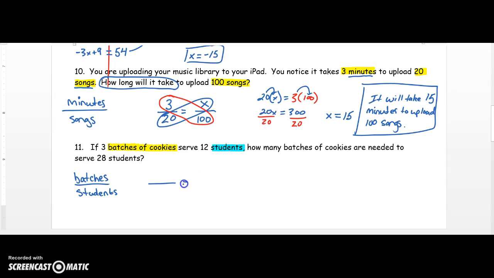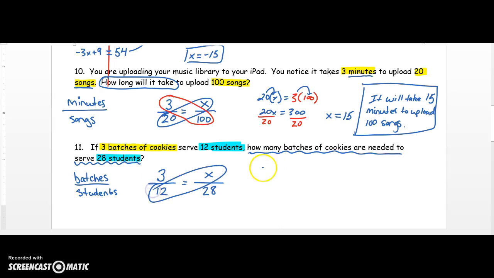So we know we're going to set up a proportion here, so we can go ahead and write it out. Our first proportion is 3 batches of cookies serves 12 students. So batches is on top, we're going to put 3 on top. And then you have students, so 12. Our question says how many batches of cookies are needed to serve 28 students. So we see 28 students, we're going to put 28 on the bottom. We don't know how many batches, put your variable on top. Go ahead and cross multiply.